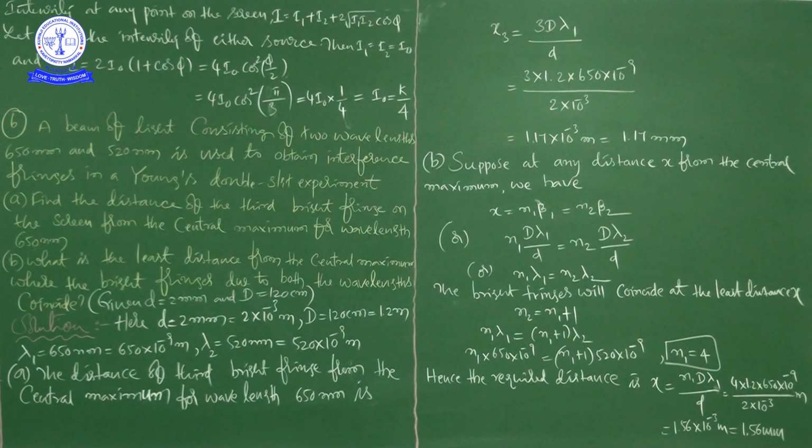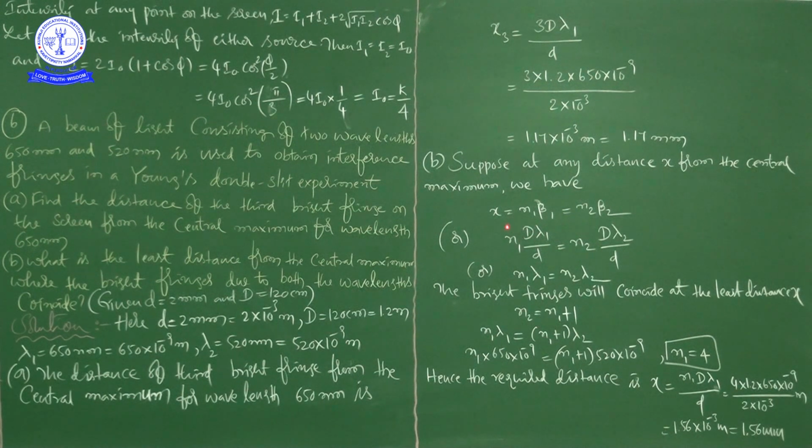Say this, B. Suppose at any distance x from the central maximum we have N1 beta 1 equal to N2 beta 2, that we can write. So what is beta 1? You know the formula, a very important formula from the NEET and mains point of view also. Beta is the fringe width, that is D lambda by d. Okay, I'll repeat clearly.